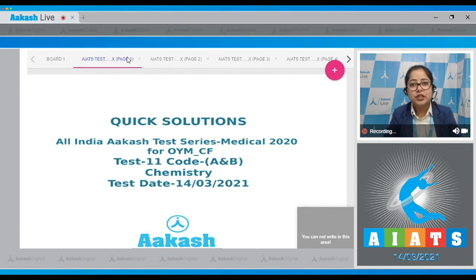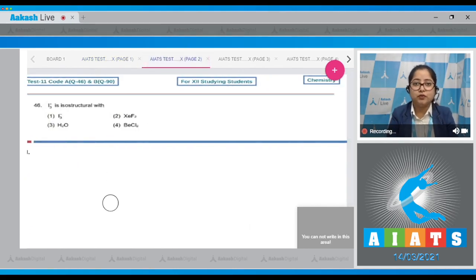Welcome students to the quick solution of All India Aakash Test Series Medical 2020 for OIM and carried forward. This is test number 11, code A and B for chemistry, conducted on 14th of March 2021. So let's start with the first question, which is question number 46.